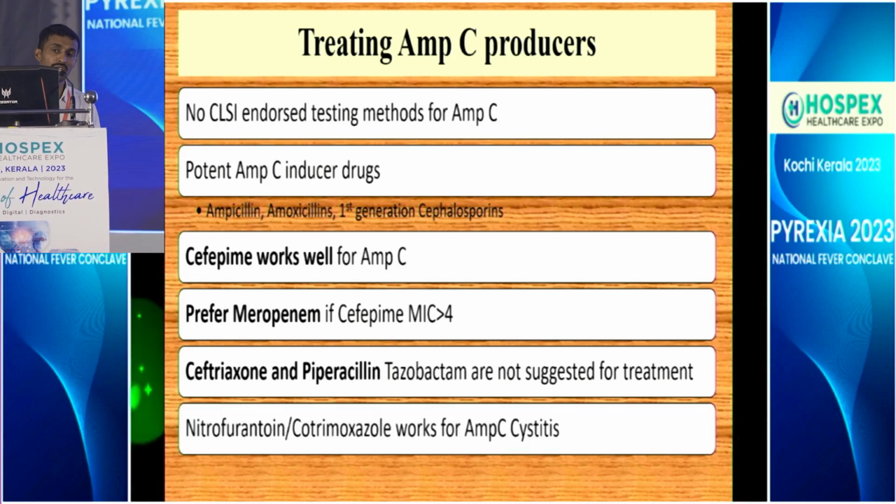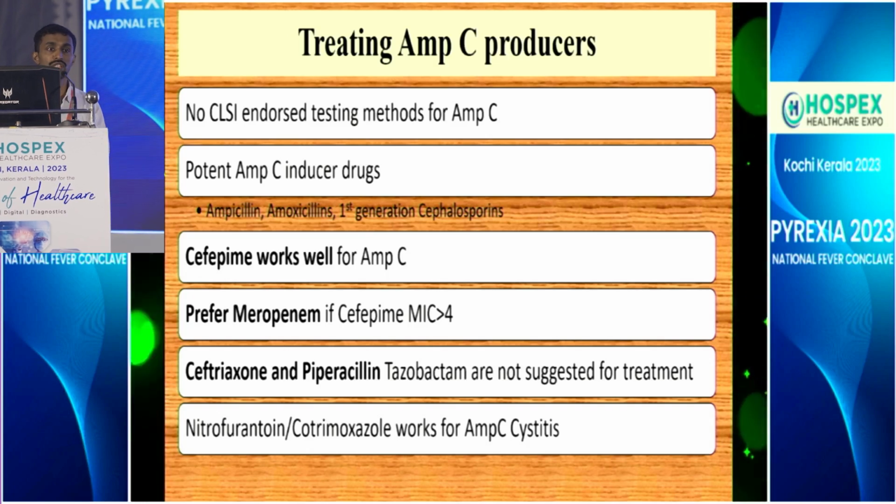If it is cystitis, you can give nitrofurantoin and cotrimoxazole. These things work.